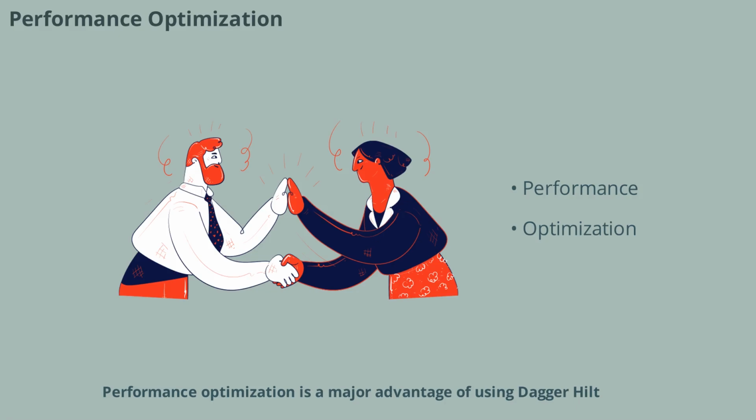Performance optimization is a major advantage of using Dagger Hilt. By scoping dependencies within singleton component and automating object creation, Hilt minimizes resource usage and improves app performance. This is especially important for apps with heavy object creation or frequent network calls, such as those using Retrofit.